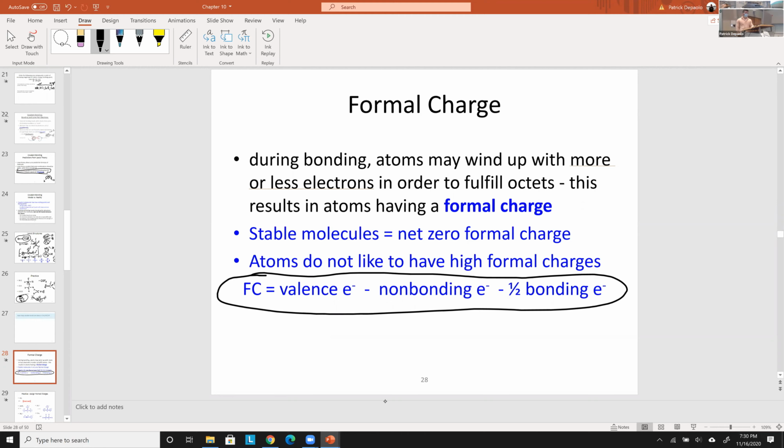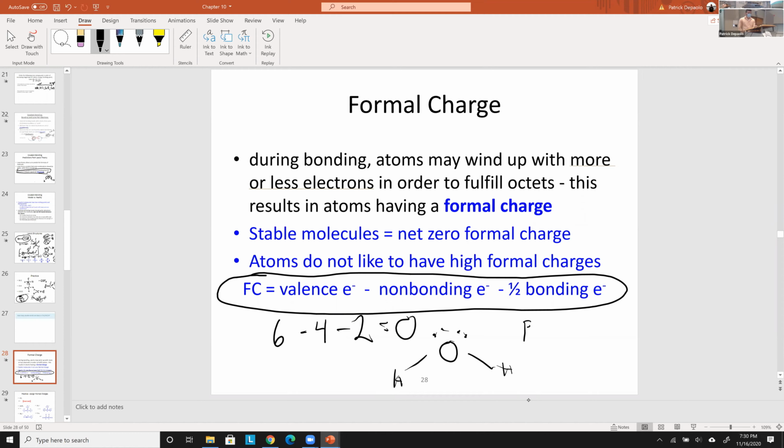So for example, we'll do a simple one. We'll do water. Right? So water has 2 lone pairs. So valence electrons for oxygen is going to be 6. The non-bonding electrons will be 4 because there's 2 lone pairs, each one of them has 2, just 4 dots. Minus 1/2 times the bonding electrons, in other words, the number of bonds. And the number of bonds is 2. So it's going to be 2. This equals 0.